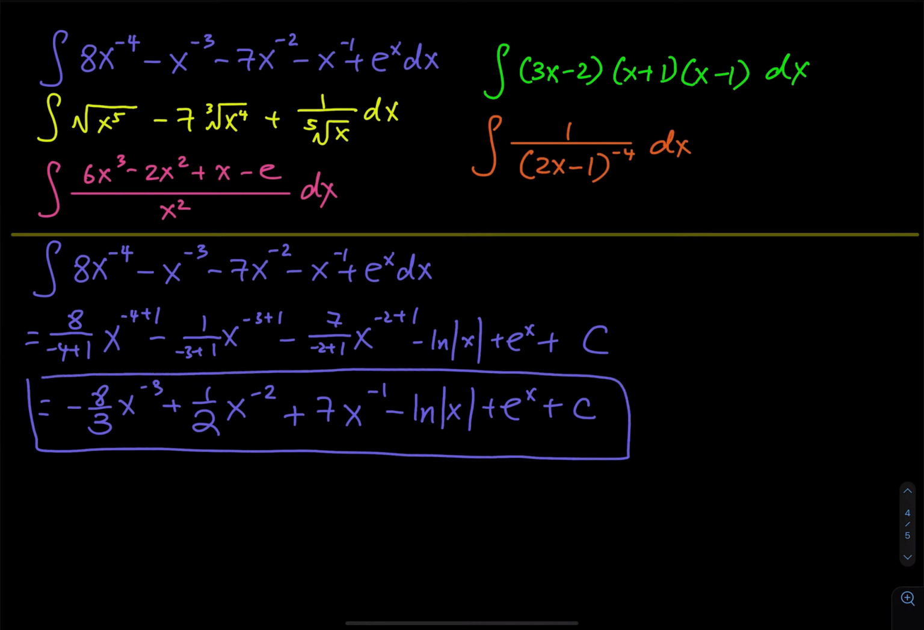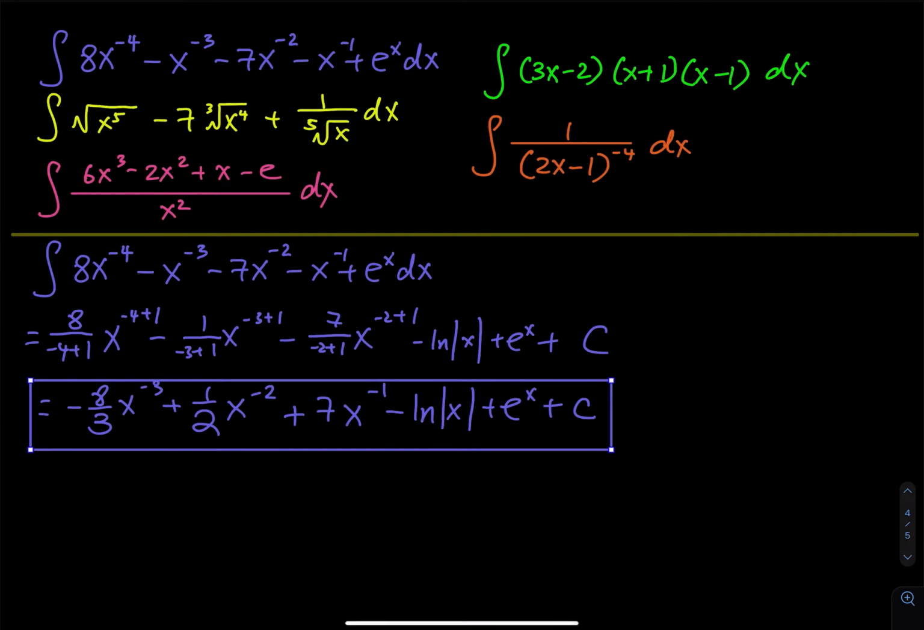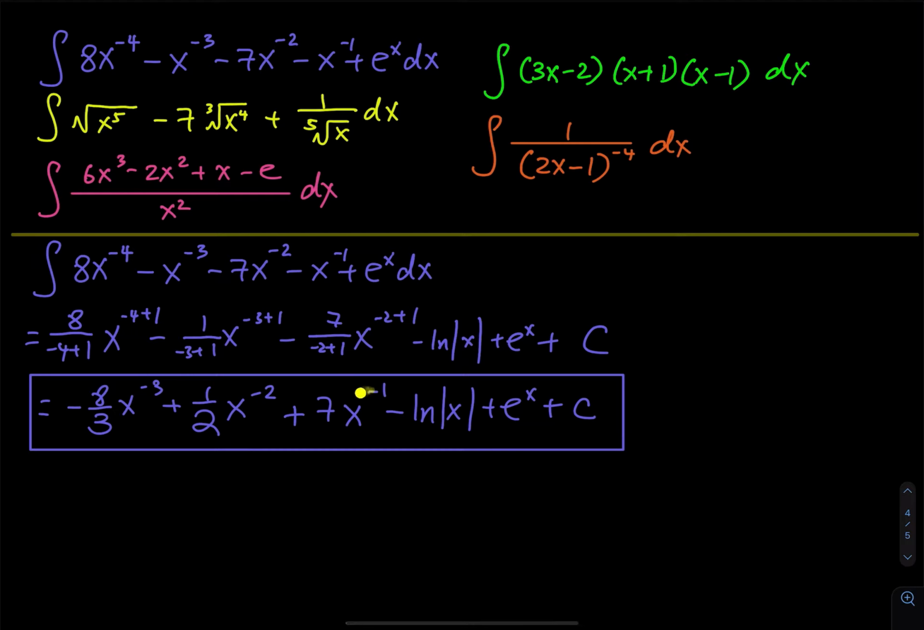And then how do I know this answer is right? So all you have to do is you take the derivative, right? So let's check. You take the derivative, you bring the -3 down, so the 3's got cancelled, and then -3 minus 1. And then this, you bring the -2 down, and then -2 minus 1. This, you bring the -1 down, -1 minus 1. The derivative of ln is 1 over x, and then the derivative of e to the x is e to the x. The derivative of a constant is equal to 0. So that's how I check my work.